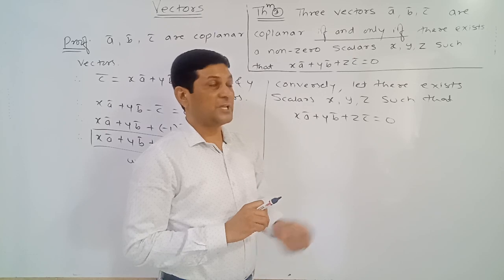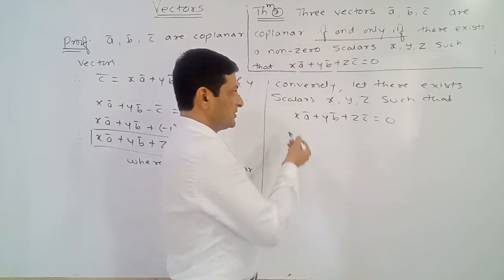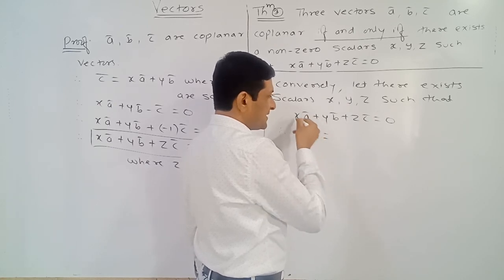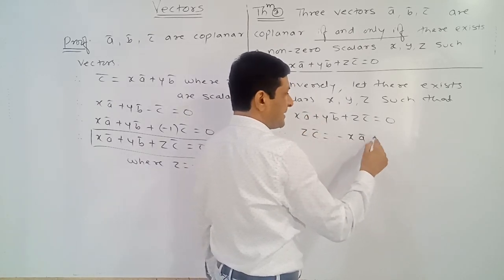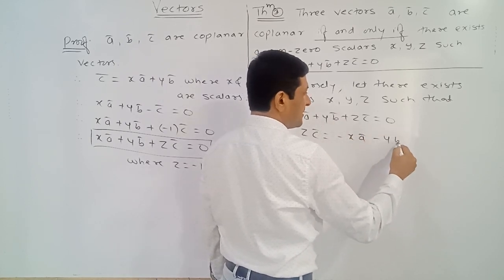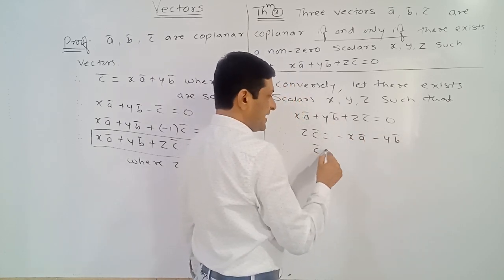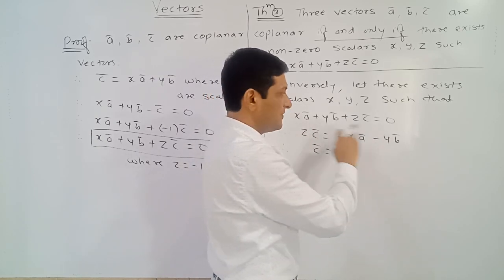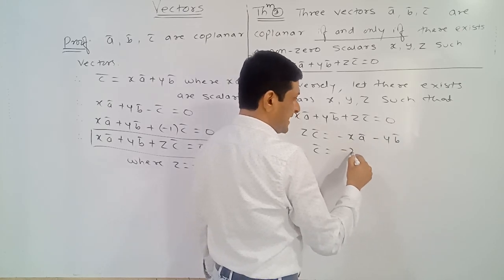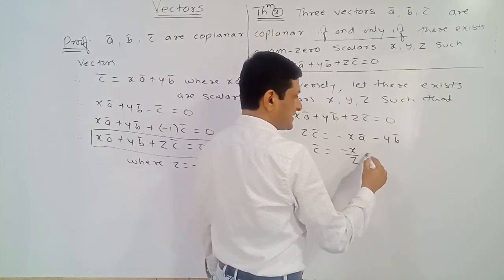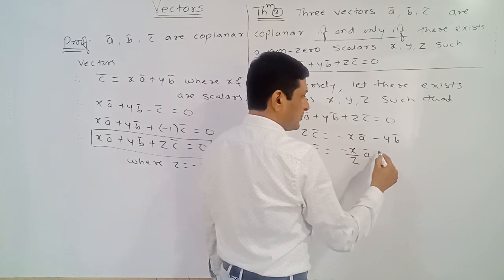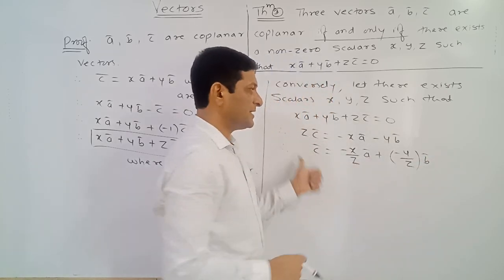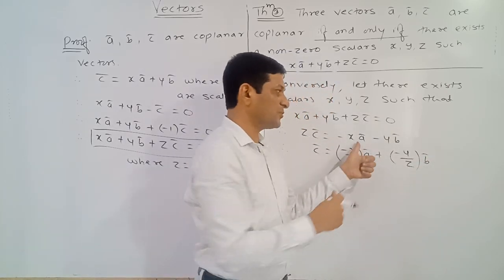Simplifying this, we are trying to show that the vectors are what? Coplanar. So this expression can be written as: keep z c bar as it is. Plus x a bar on this side will become minus x a bar, and plus y b bar on this side will become minus y b bar. So c bar, keep it as it is. Z is multiplied on this side, so if we take it to the other side, it will divide the whole term. So it can be written as minus x upon z a bar plus minus y upon z b bar. We take z to the other side, and it divides both the terms.